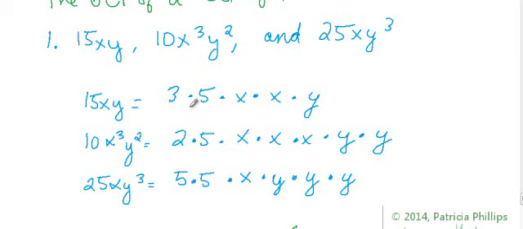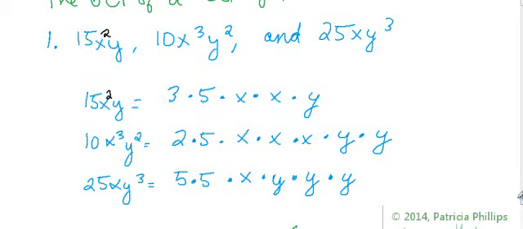Okay, so starting with the first one, 15xy equals 3 times 5 times x times y. Actually, it's more interesting with 2 x's, so we'll go with that and make it 15x squared y, which is 3 times 5 times x times x times y.